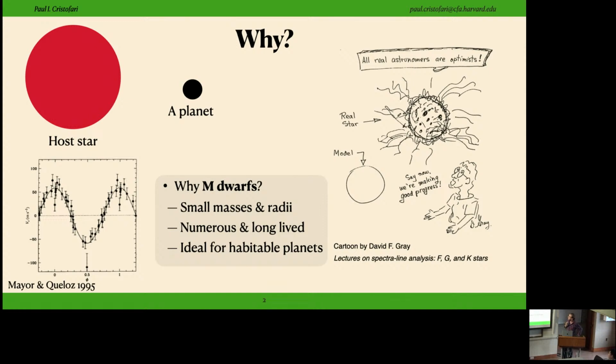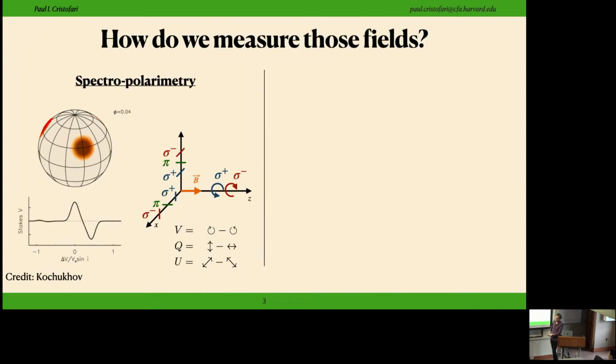So if you look at a star that has magnetic fields, it's going to have activity, stellar winds, things that can actually impact the habitability of the planet. So it is very interesting to characterize the magnetic field of the star. Now let's talk about the magnetic field of the star itself. How can we measure it and characterize it?